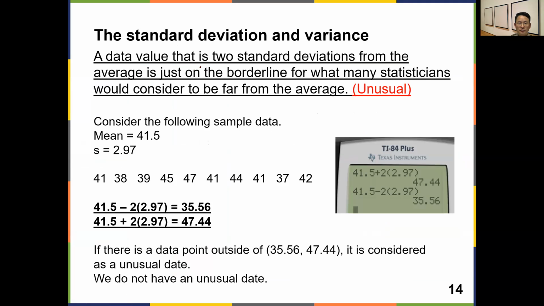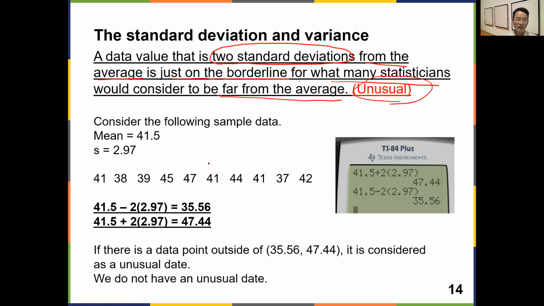Now, a data value that is 2 standard deviations away from the average is just on the borderline for what many statisticians would consider too far away from the average. And we call that value an unusual value. Let me repeat that again. The idea is this: if a certain data point is 2 standard deviations away from the mean, to the top and the bottom, in both directions, then that's unusual if it's not between those two values.